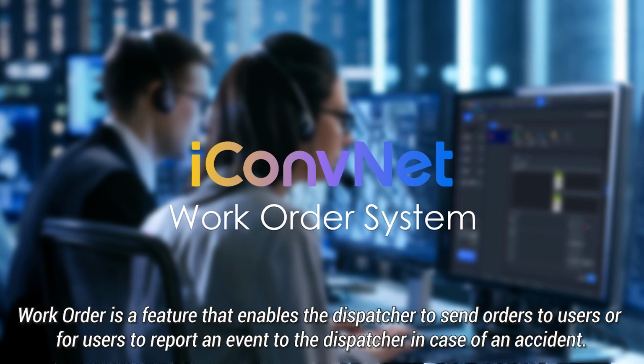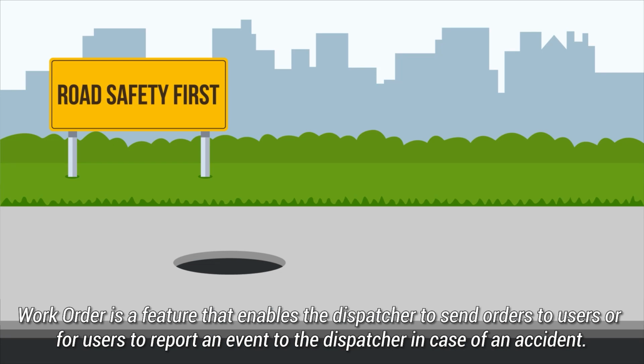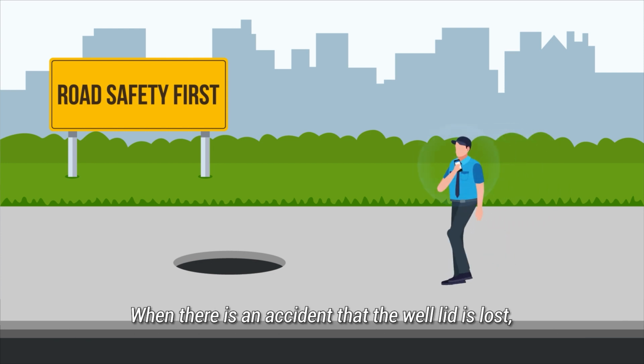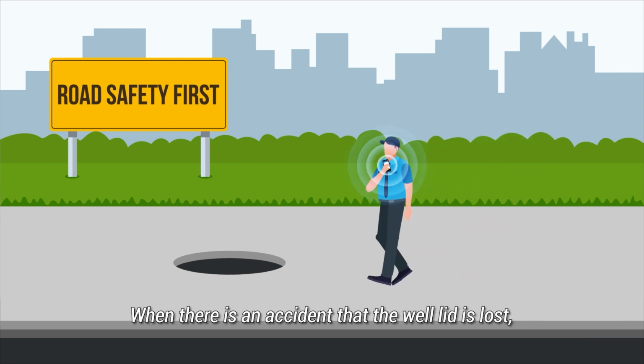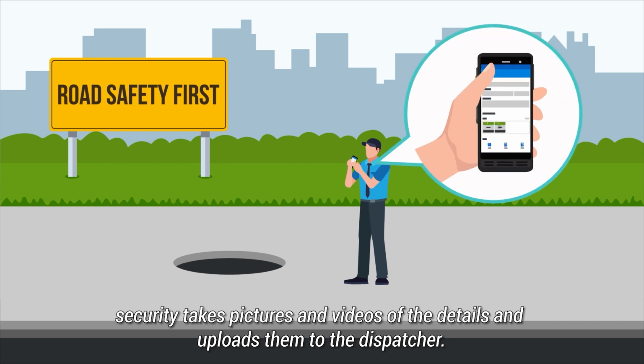Work orders is a feature that enables the dispatcher to send orders to users, or for users to report an event to the dispatcher in case of an accident. When there is an accident, such as a well lid being lost, security takes pictures and videos of the details and uploads them to the dispatcher.